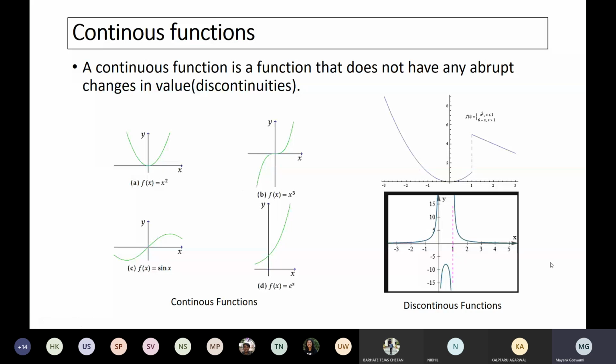Here there are two examples of discontinuous functions. In the first example, we have f of x is equal to x square when x is smaller than or equal to 1, and f of x is equal to 6 minus x when x is greater than 1. So basically, we have a discontinuity at x is equal to 1 in this particular type of function. In the second function, we have a discontinuity in the range from 0 to 1. This is represented here.